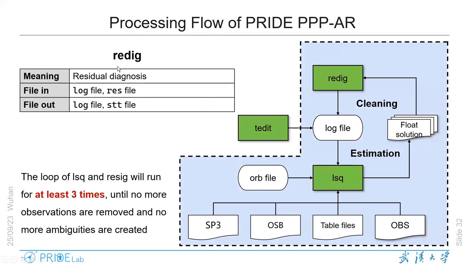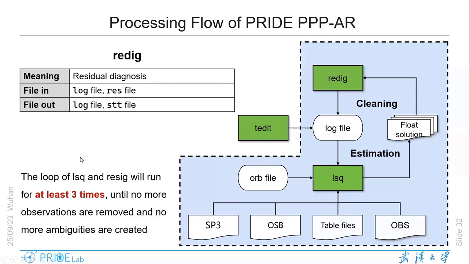Then the next step is data cleaning. We need to clean up our data some more to get a more precise estimation. We do this with our RADIC program, which stands for residual diagnosis. The program looks at the residuals that the EarthScope program produced and finds the outliers and cycle slips that might have been missed by the TEDIT program, then updates the log file with these new findings.